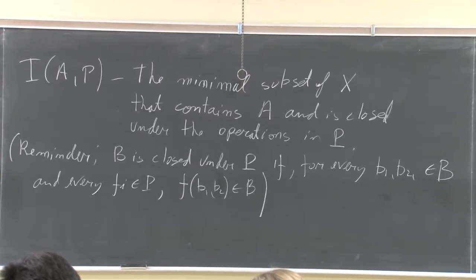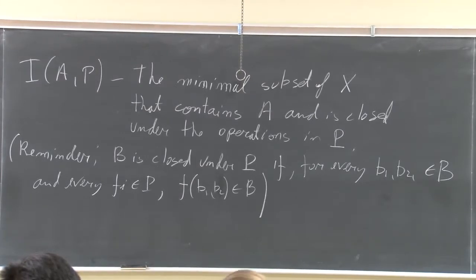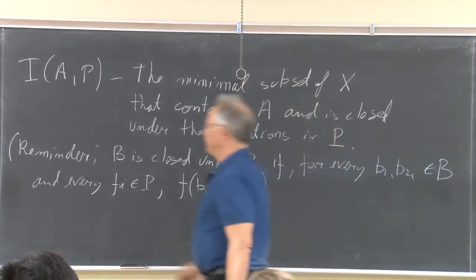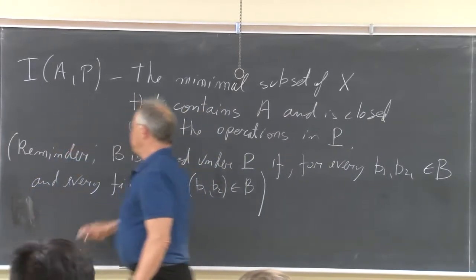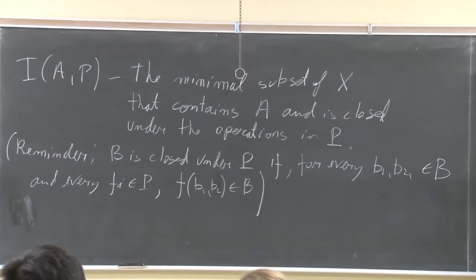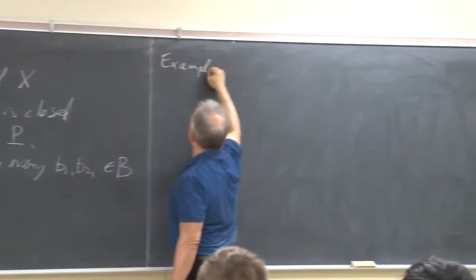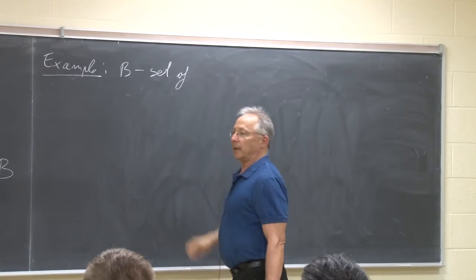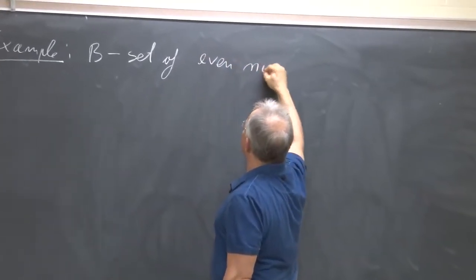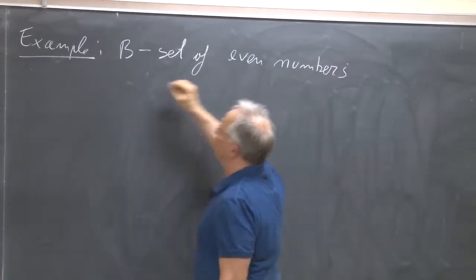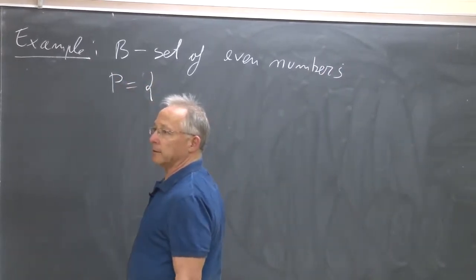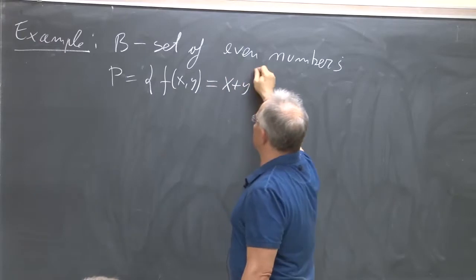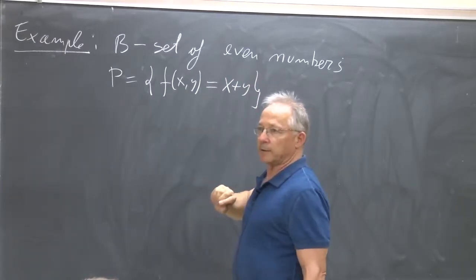So for example, the set of even numbers is closed under the operation plus. Right? Say, for example, if B is the set of even numbers, and P has only one function in it, the function that takes f of x, y, and outputs x plus y. So I have here only one function in my set P.